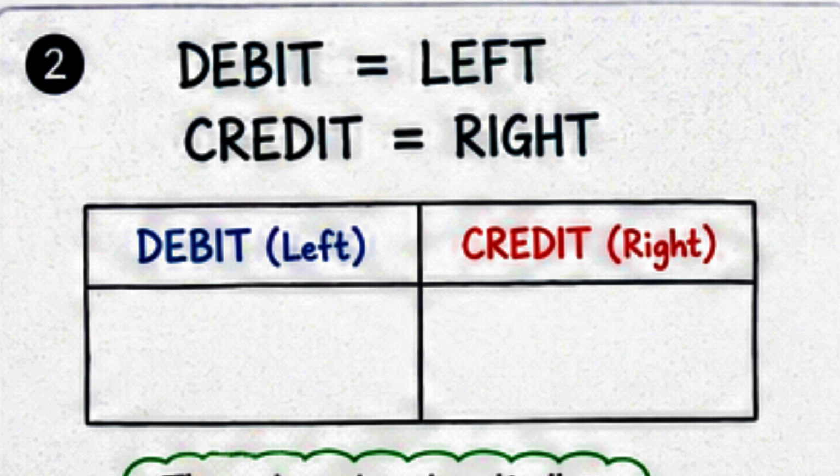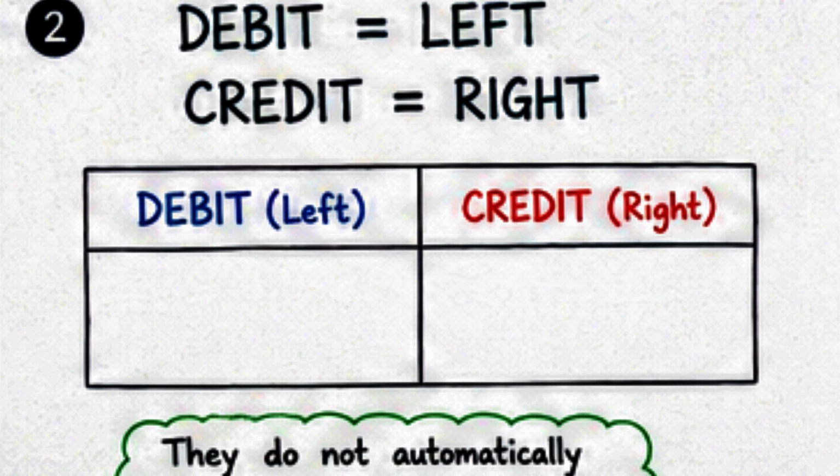Now remember this simple rule. Debit means an account on the left side. Credit means an account on the right side. They do not automatically mean increase or decrease. Whether an account increases or decreases depends on its type.